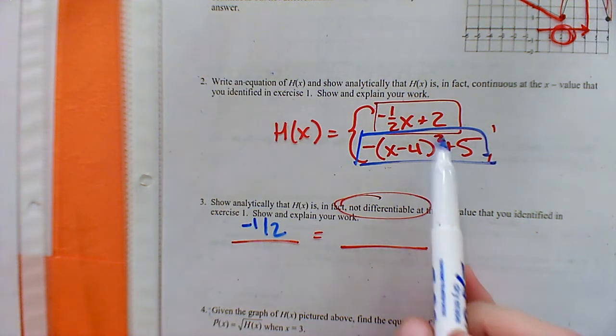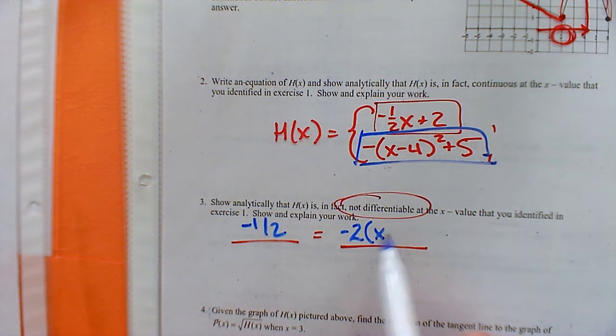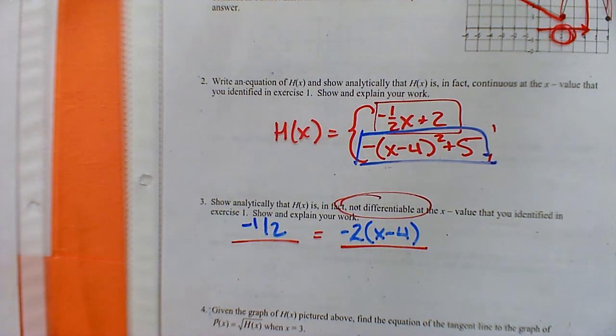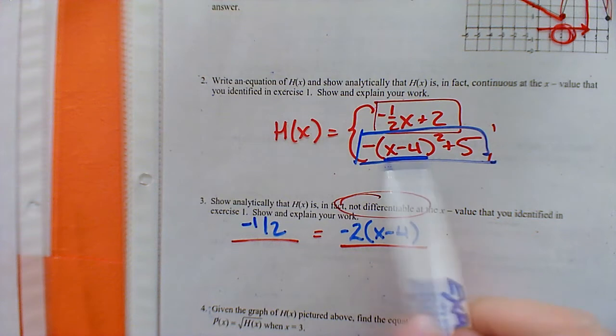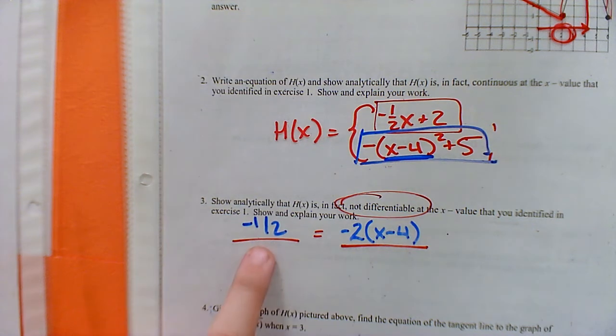we got a chain. If you bring down the power of 2, you'll have a -2 out front. Keep the inside layer. New power would be 1. But then you got to finish with the derivative of the next layer. So what's the derivative of the inside? 1, so why even bother? Okay? So we know that the slope from the left is -1/2. The slope from the right is this quantity.